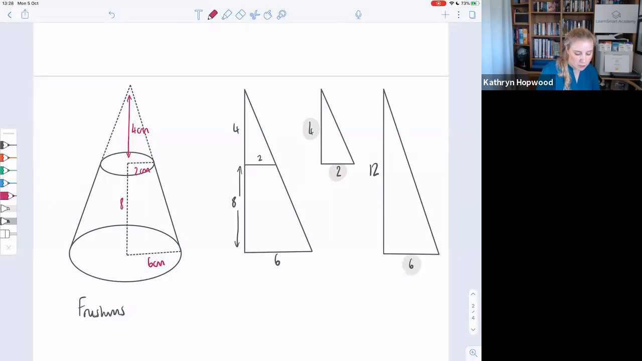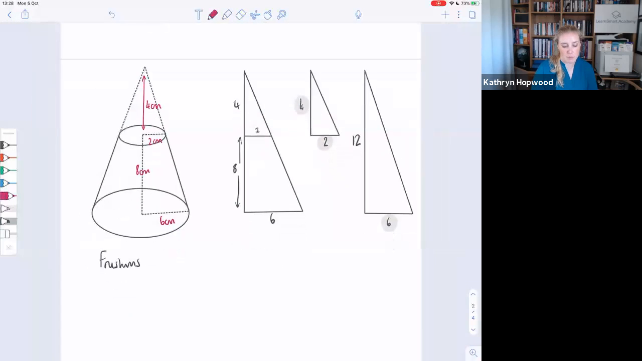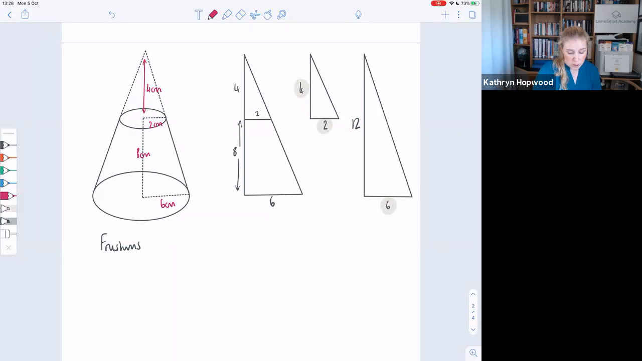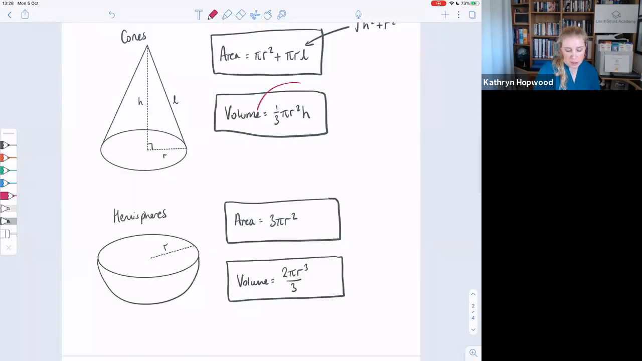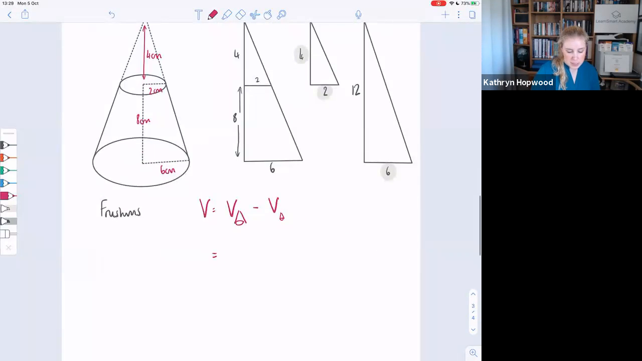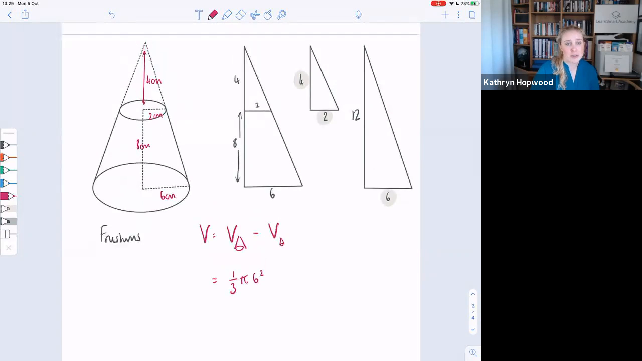So now I know everything that I need to know about this shape to work out the volume. The volume in this case will be equal to the volume of the large cone minus the volume of the small cone, because we take away that volume. Gosh, they're really bad cones, aren't they? Sorry about that. The volume of the large cone, remember that the volume of a cone is given by 1/3 pi r squared h. So in this case, it's going to be 1/3 pi. Now the radius of the large cone is 6, so 6 squared times its height. Now its height is not 8, it's 12, right? So the large cone originally had a height of 12, so we times that by 12.